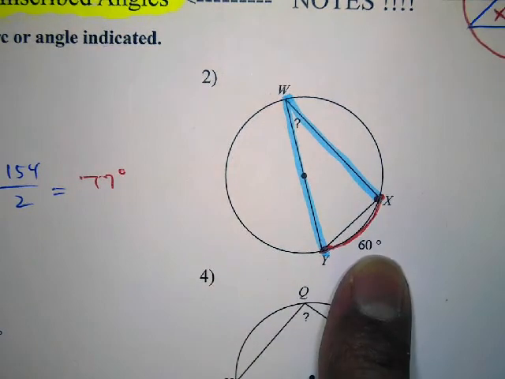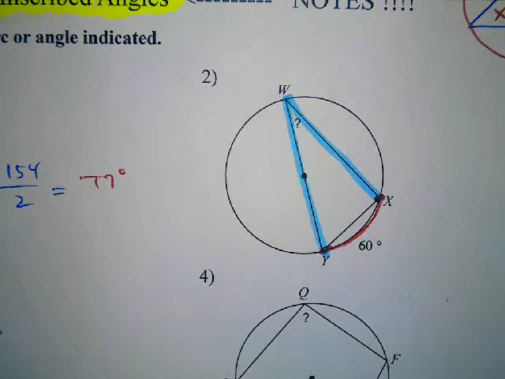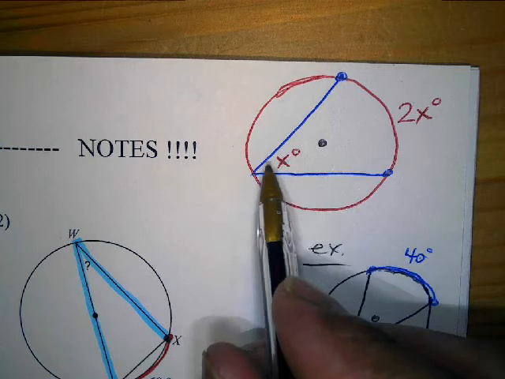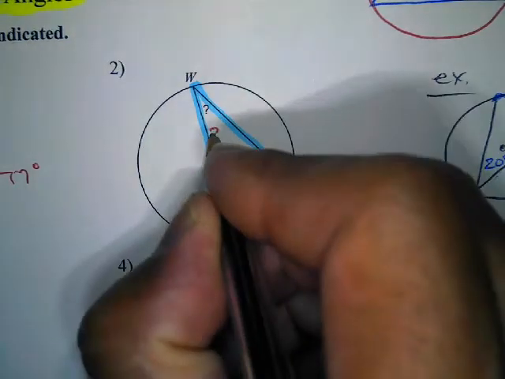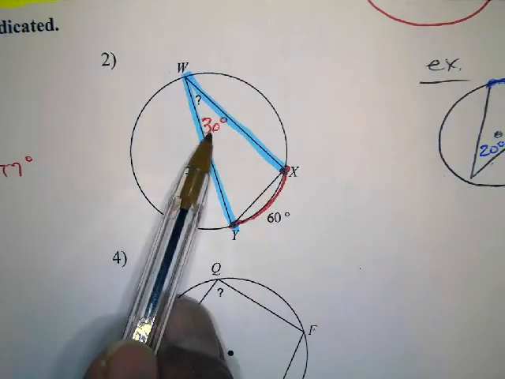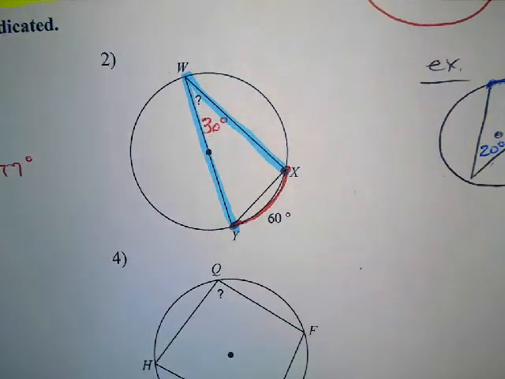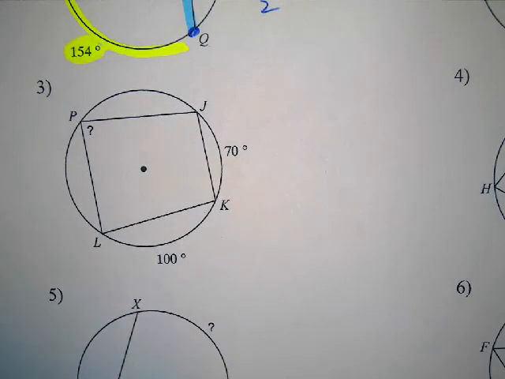You see, if this one's 60, what's this one? Remember, this one's the bigger one, or look at your formula again. This is the one that's doubled, so this one has to be half of it. If this one's 60, this one has to be 30. Right, 30 times 2 is 60, or 60 divided by 2 is 30. Okay, moving along. Number 3.